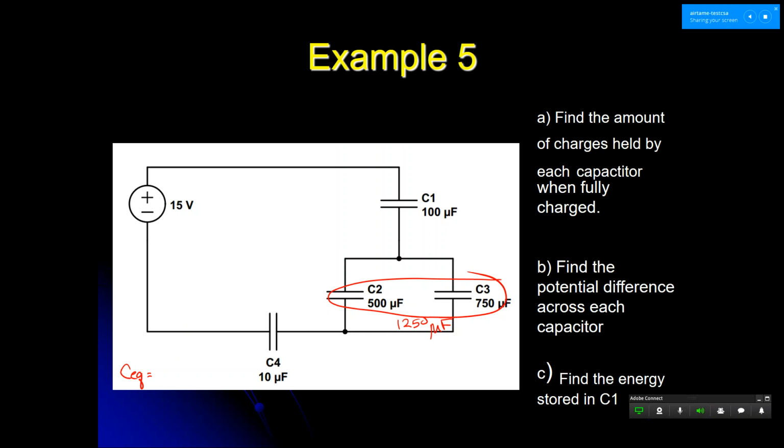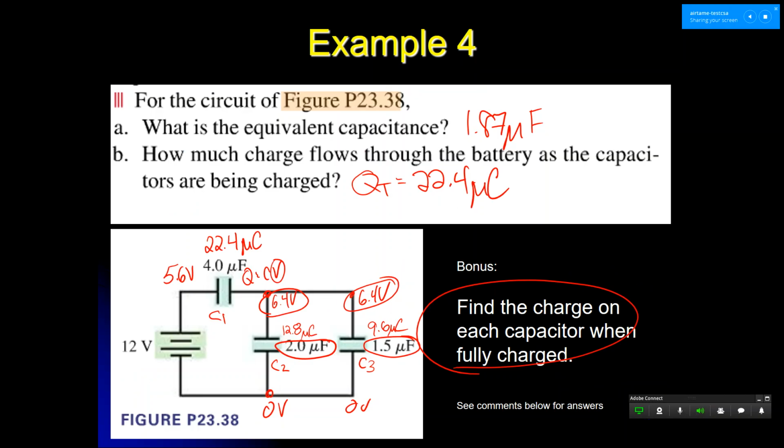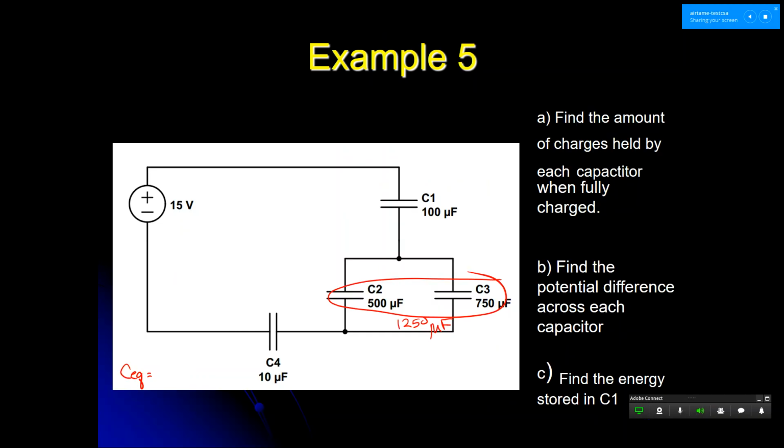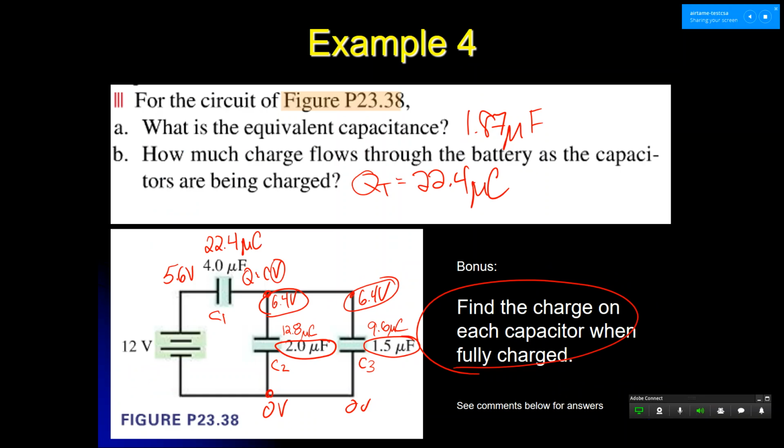Yeah, in question B, it asks you what the total charge is, right? That would be the same charge as it goes down, because it's in series with the battery. So you have to remember that the charge doesn't change if you have multiple capacitors in series.